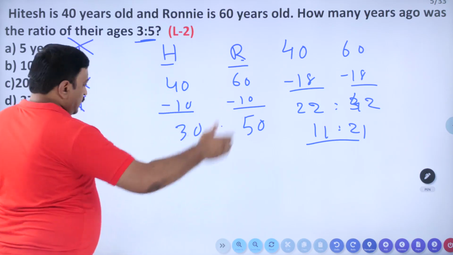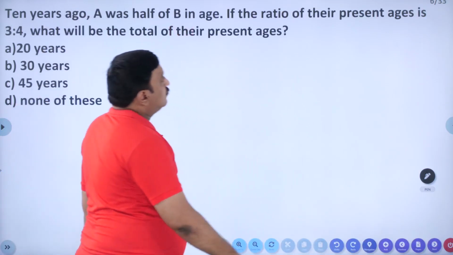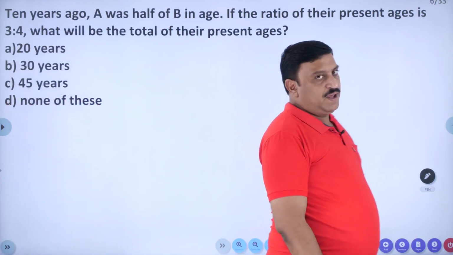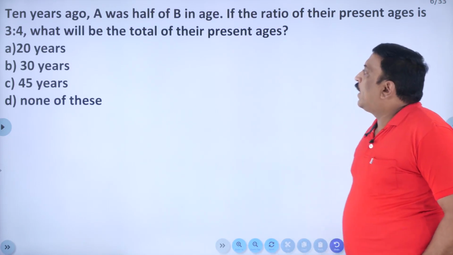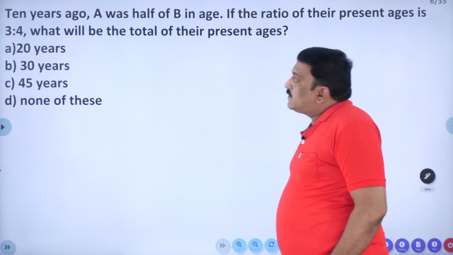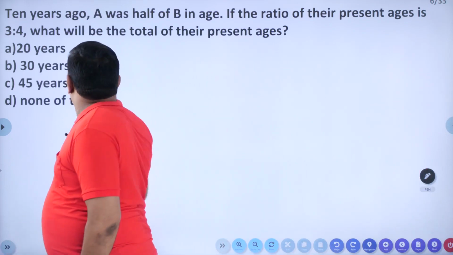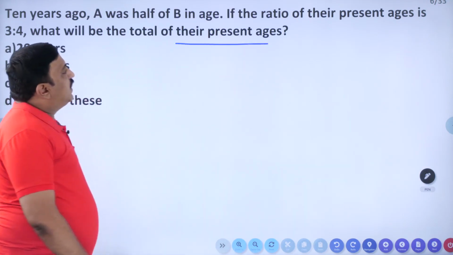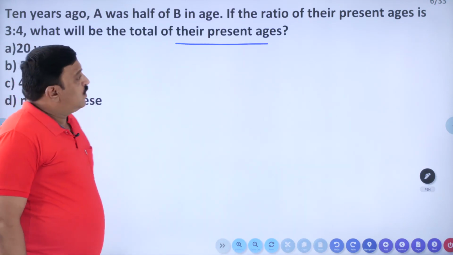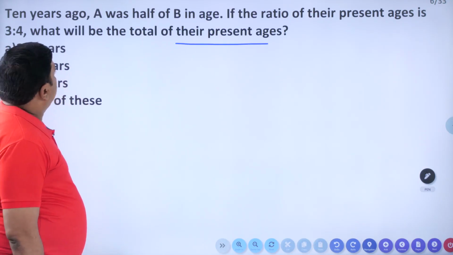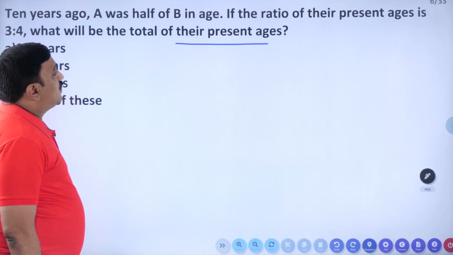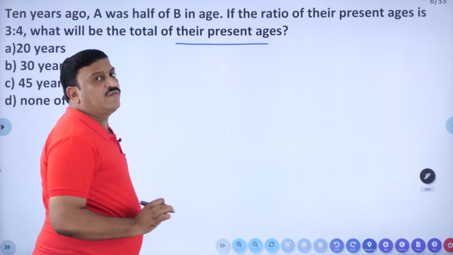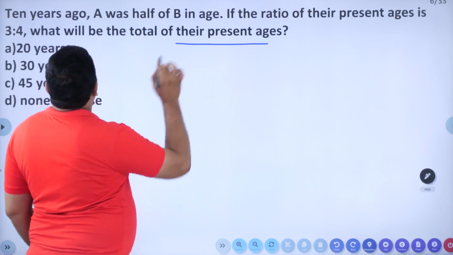Okay. Next. 10 years ago, A was half of B in age. The ratio of the present ages is 3:4. What will be the total of the present ages? So here, 10 years ago, that means nothing problem with this ratio. We need to go with the total of the present ages, that is sum of their ages. Right. Okay. So let us start.